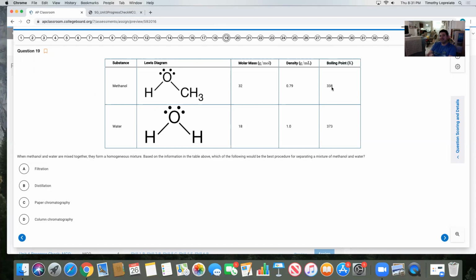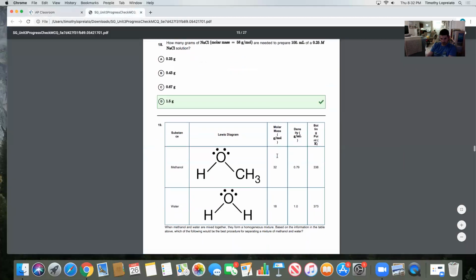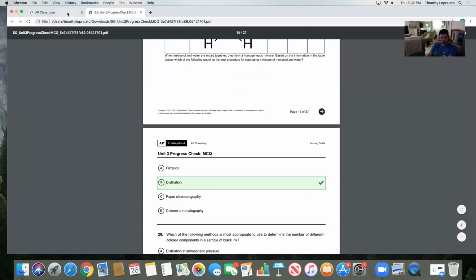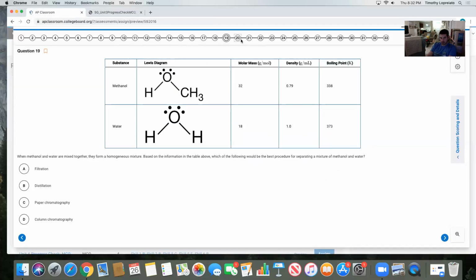We want to get it to some temperature above 338, but not quite to 373. That way the methanol will boil, and the water will stay behind. That is distillation. That is choice B. So question 19 should be choice B. Distillation, yep, nailed it. Woohoo!